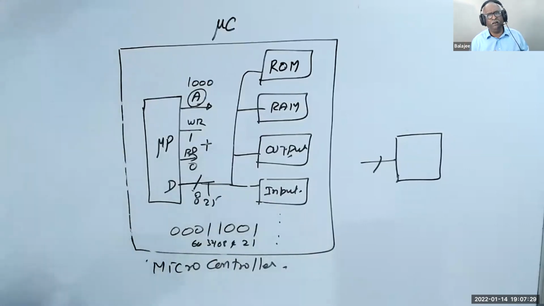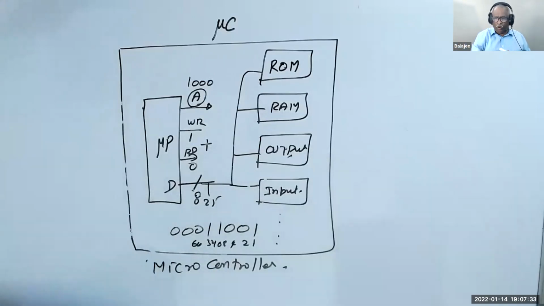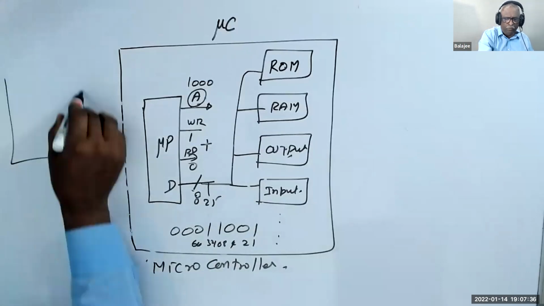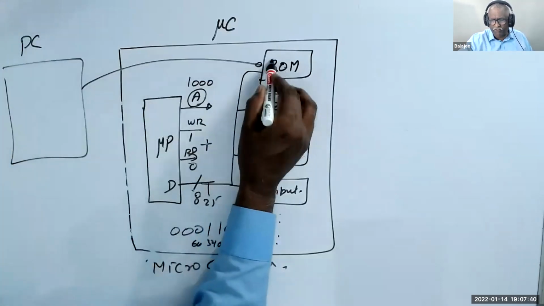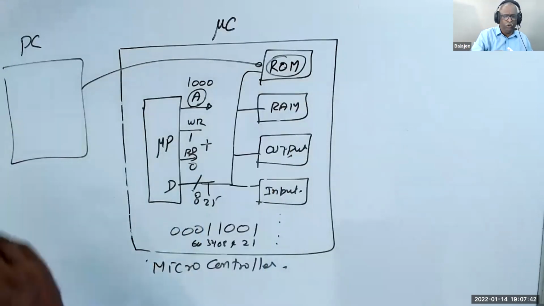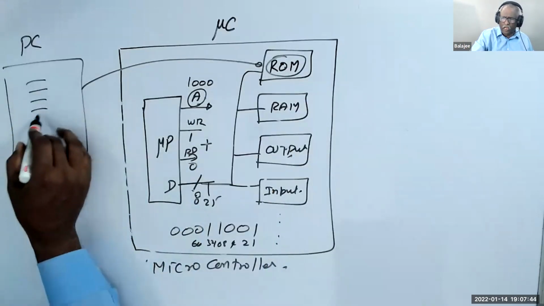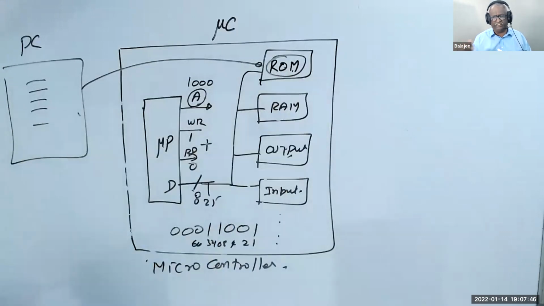Now then what happened? This is the trick. Now you write a program in your PC and you send it to the ROM. That we are going to discuss in the next session: how you write a program in a PC, how it goes to the ROM. That's very critical, because that is a doubt you always have.